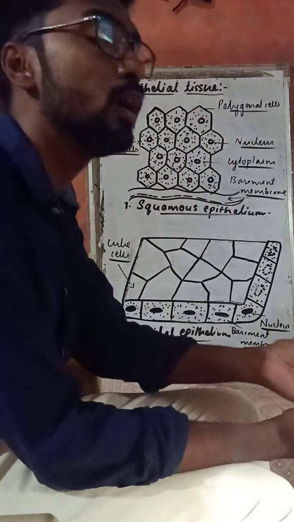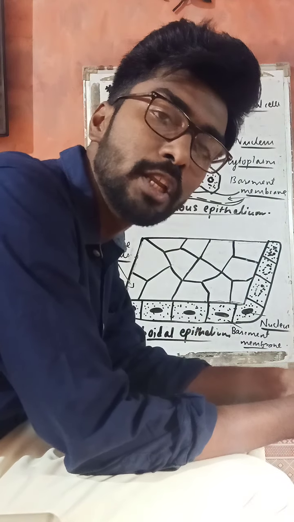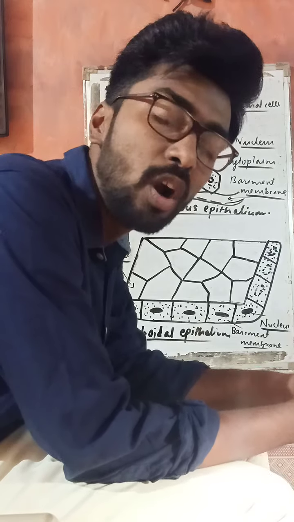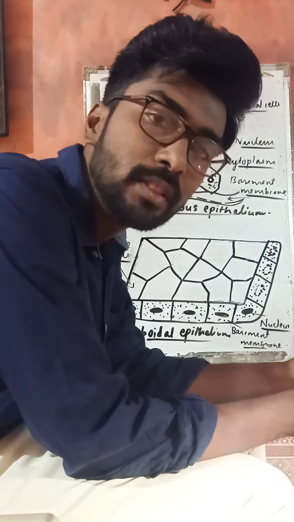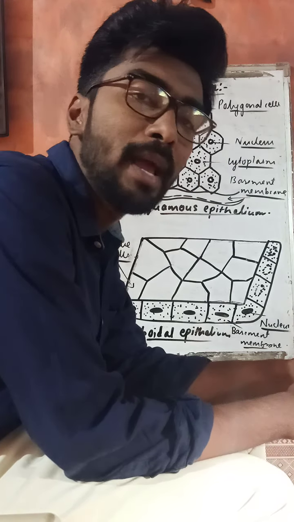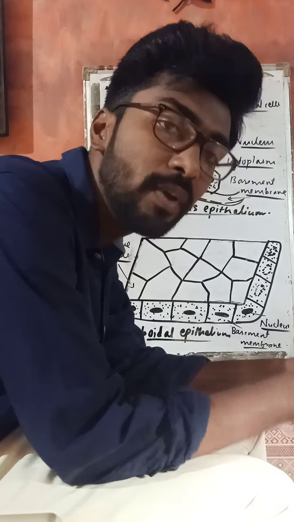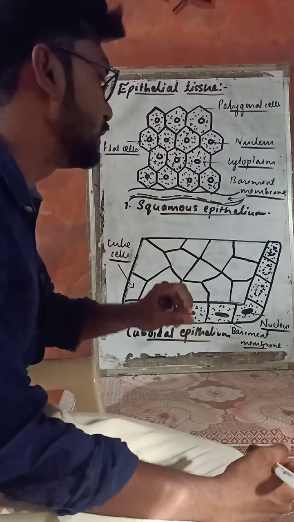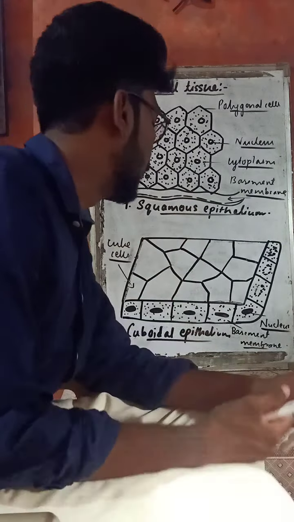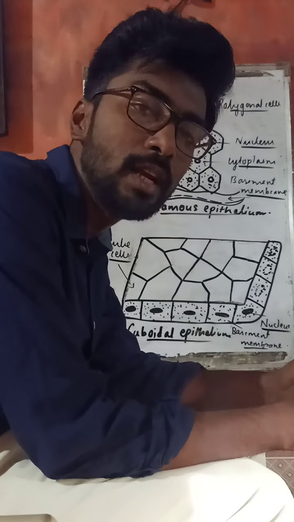Now let's talk about the different types of epithelial tissue. 2 different types of epithelial tissue are present. One is called simple epithelial tissue and second is called compound epithelial tissue. First we are going to start with simple epithelial tissue, which is of the following 5 types. Number 1 is squamous epithelium. Number 2 is cuboidal epithelium, right? So today we are going to study these 2 different types. Number 1, squamous epithelial tissue.